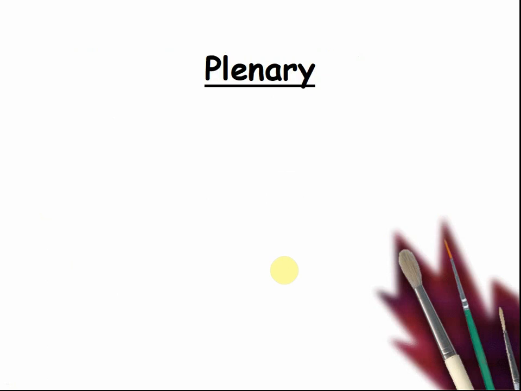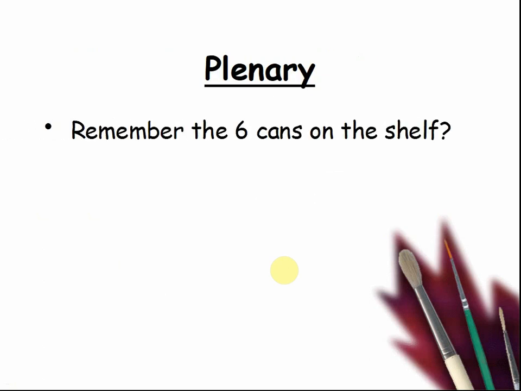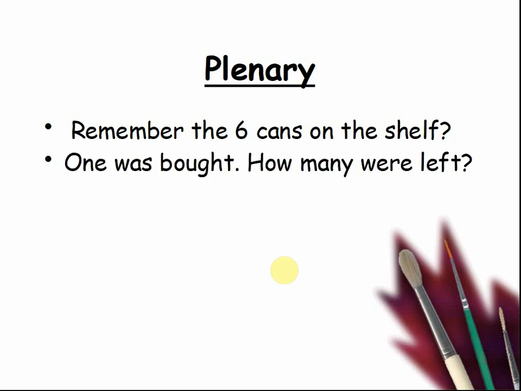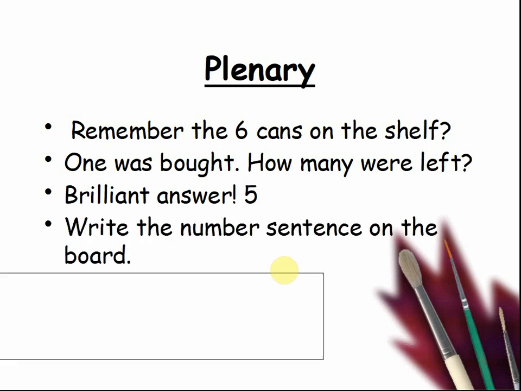Here is my plenary. Remember the 6 cans on the shelf? 1 was bought. How many were left? 6. Take away 1 was 5. Brilliant answer. 5. Write the number sentence on the board. Pause the video to write the number sentence down. 6 minus 1 equals 5.